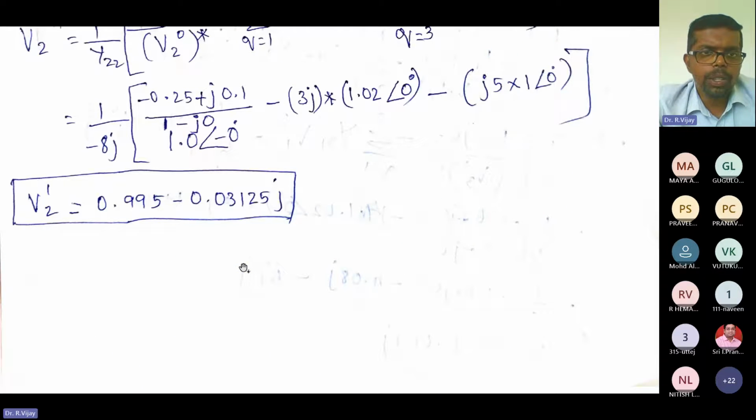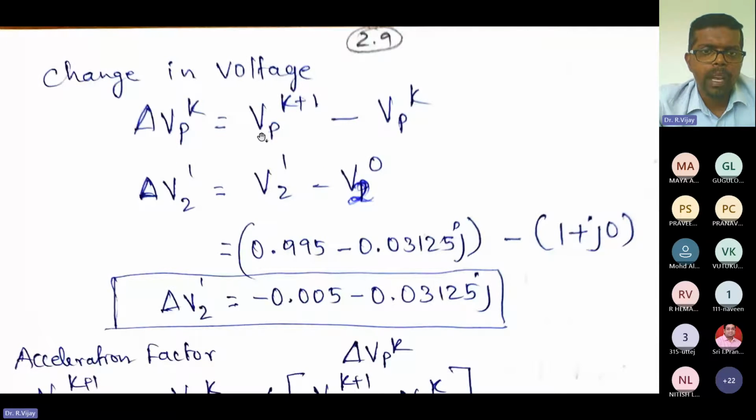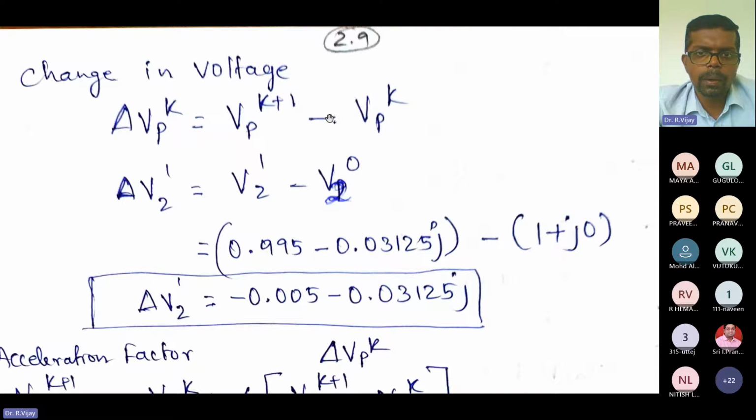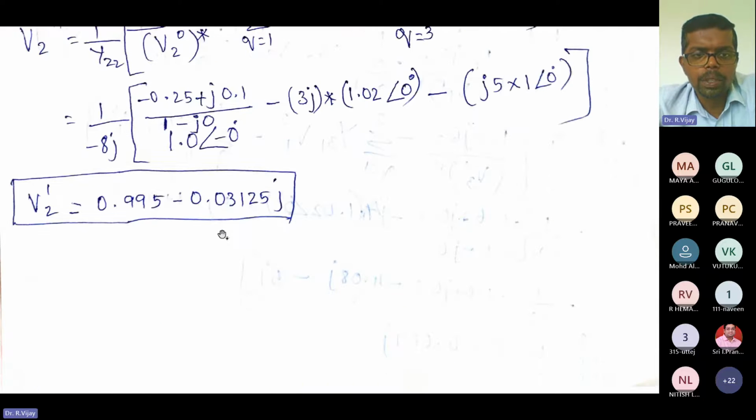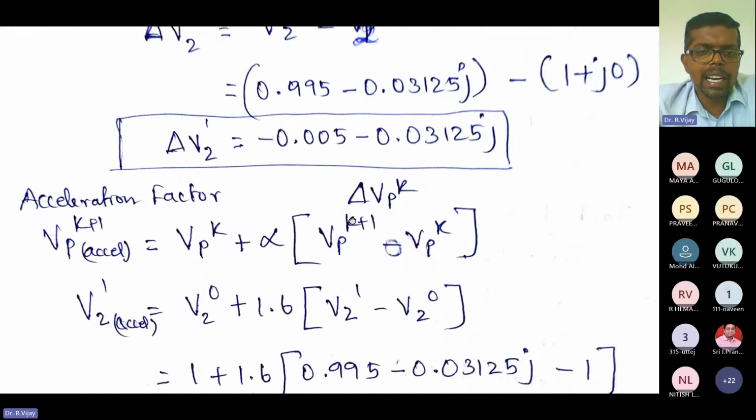Next we need to calculate the change in the voltage, that is ΔVp^k, which is equal to Vp^(k+1) minus Vp^k. So k is equal to 0 here. Just substitute the value, V2 dash minus V2 naught. V2 naught you already know, 1 plus j0. V2 dash we calculated now, the same answer. Just substitute here, and with further simplification on your scientific calculator, you'll get the answer as minus 0.005 minus 0.03125j.